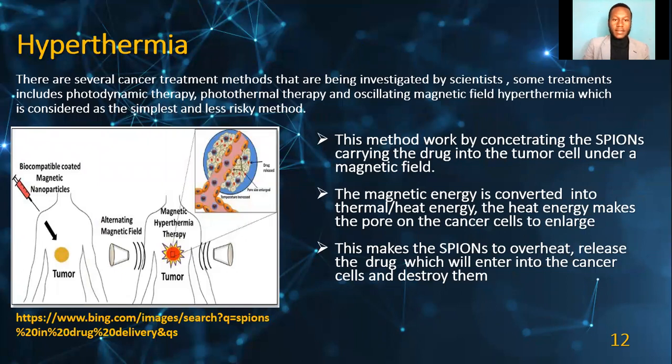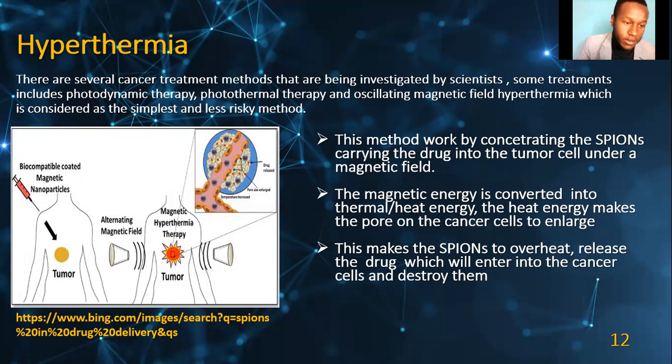Hyperthermia. There are several cancer treatment methods that are being investigated by scientists. Some treatments include photodynamic therapy, photothermal therapy, and oscillating magnetic field hyperthermia, which is considered the simplest and least risky method. This method works by concentrating the SPION carrying the drug into the tumor cell under a magnetic field. The magnetic energy is converted into heat energy. The heat energy makes the pores on the cancer cell enlarge. This makes the SPION overheat and release the drug, which will enter into the cancer cell and destroy it.